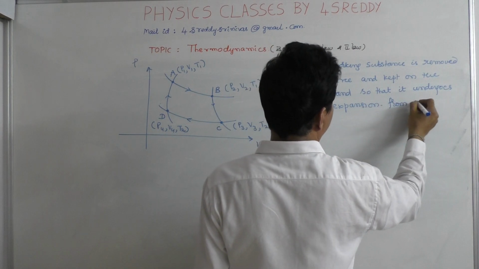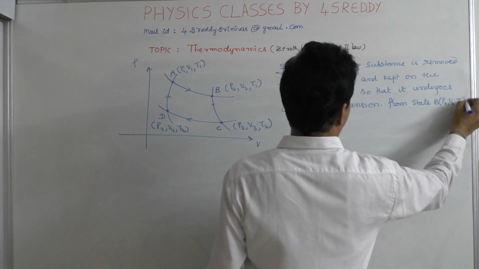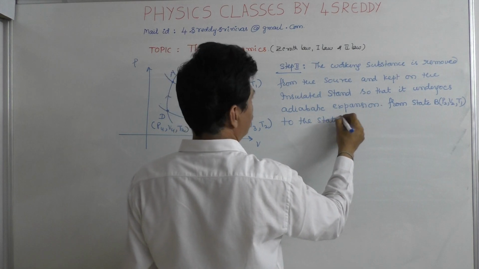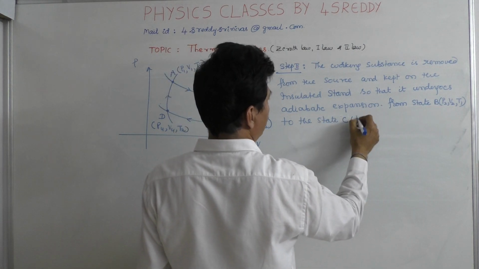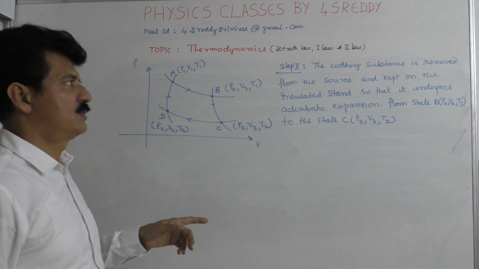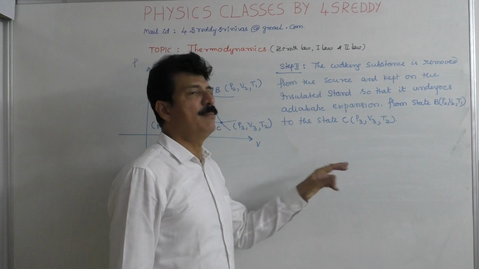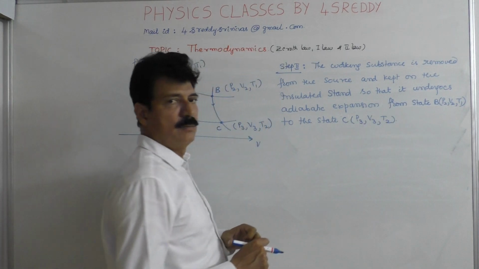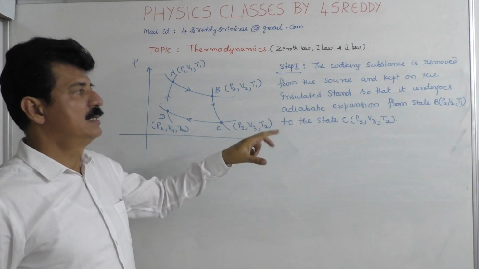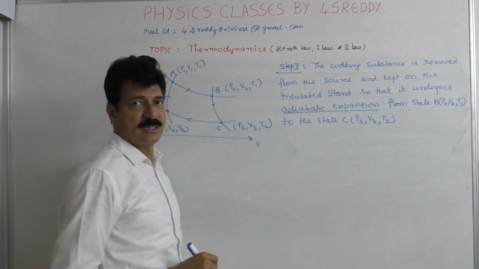From state B, P2, V2, T1 to the state C, P3, V3, T2. The working substance is removed from the source and kept on the insulated stand so that it undergoes adiabatic expansion. So the second one is adiabatic expansion.